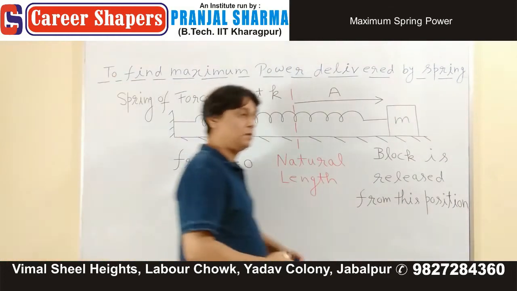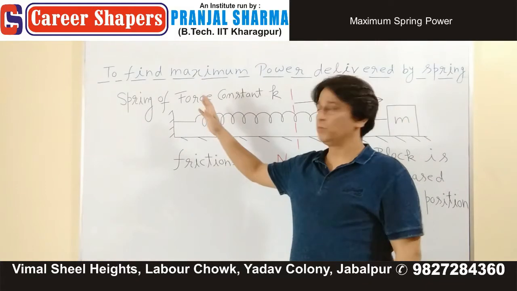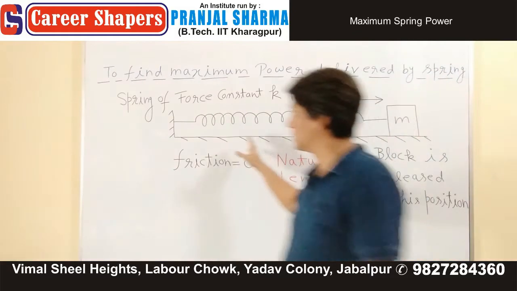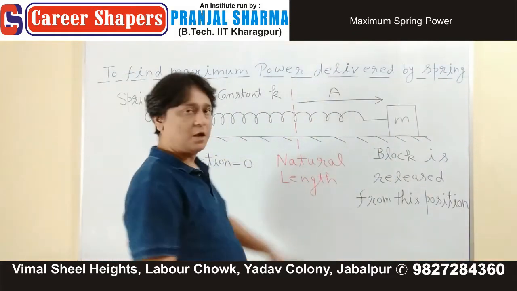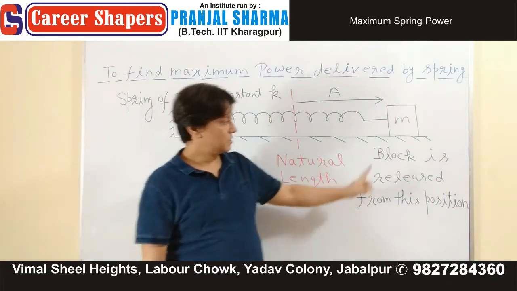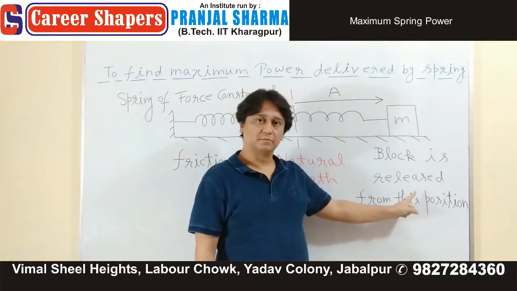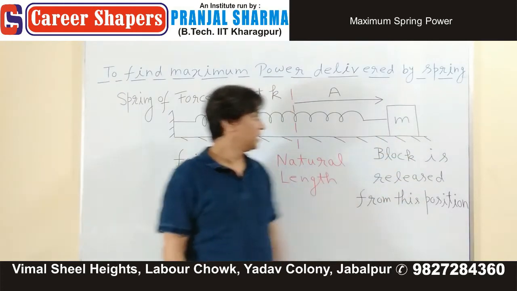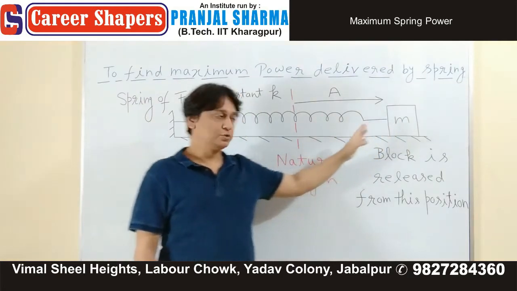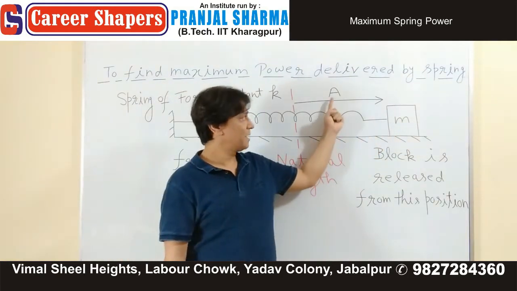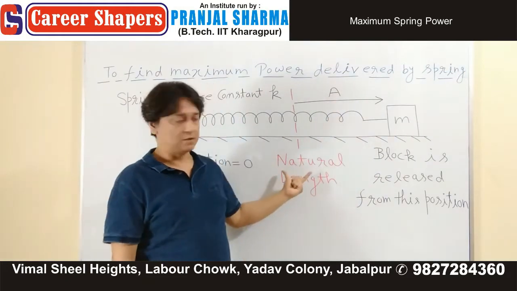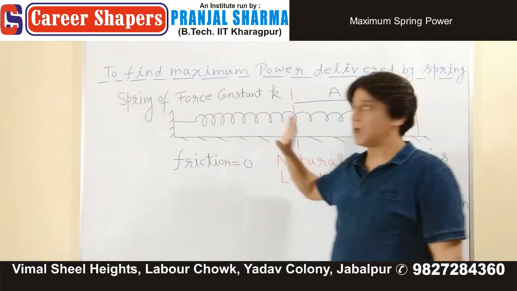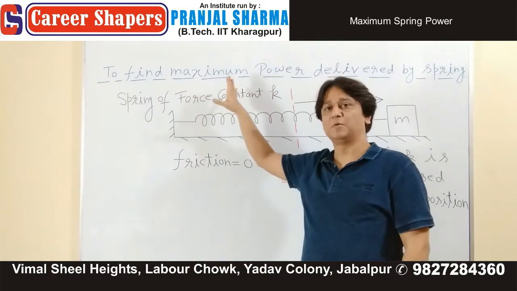Hello everyone. Question is, we need to find maximum power delivered by the spring to this block. And what is the information which is given? Block is released from this position. Released. That means it is at instantaneous rest. And what is this position? This position is at a distance of capital A from the natural length. Force constant is given K, and our aim is to find maximum power.